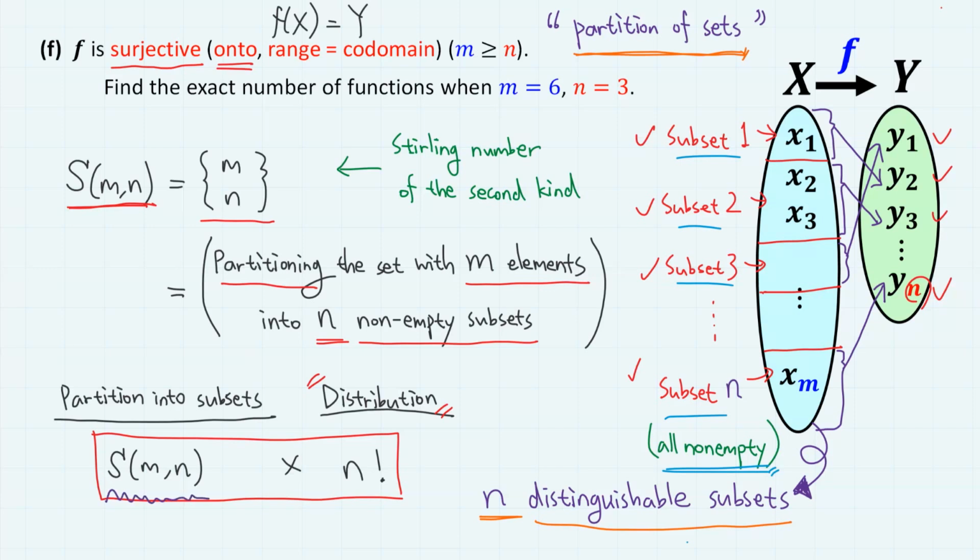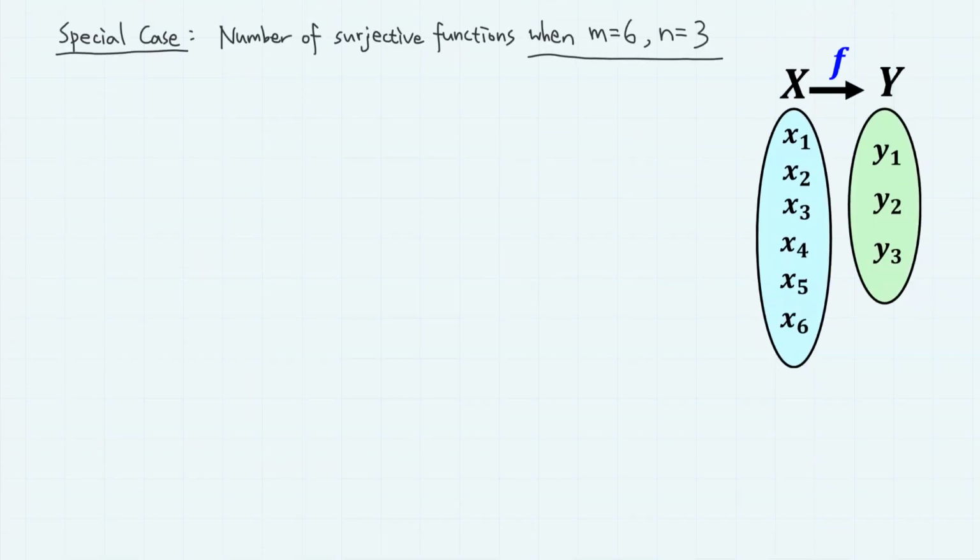This S(m, n) does not have a simple general expression, so let us think about special case where m equals 6 and n equals 3. Number of surjective functions when X has 6 elements and Y has 3 elements. Obviously, by our formula, it is S(6, 3) times 3 factorial. But how do we calculate this S(6, 3)?